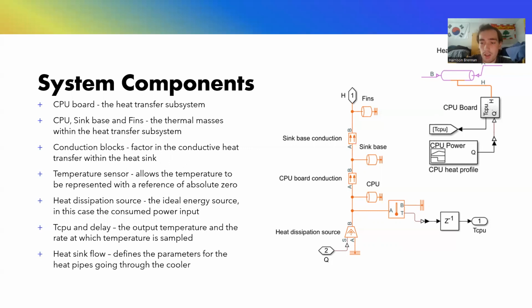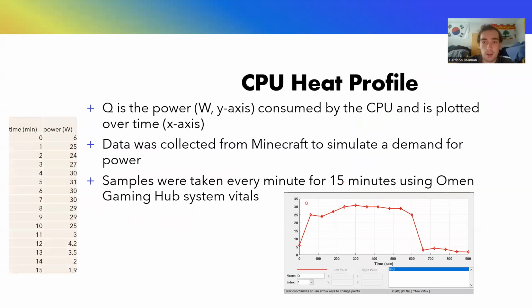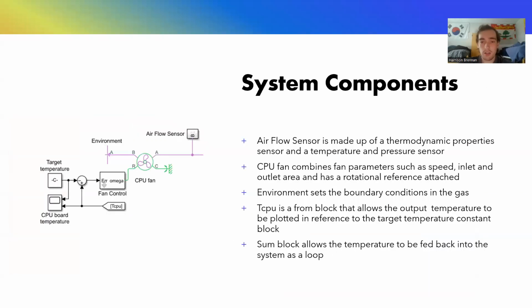And then that's fed into a relay, which is then fed into a temperature To Go block, which basically is like a delay that allows a data point to be plotted every second. This is a heat profile, where the data was collected from Minecraft using a sample every minute for 15 minutes, and it was read using Omen Gaming Hub.